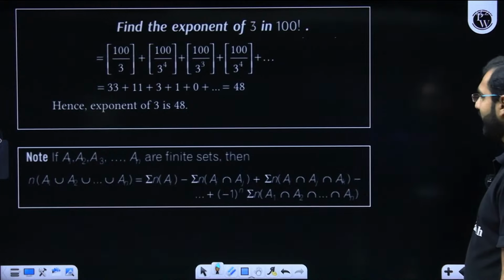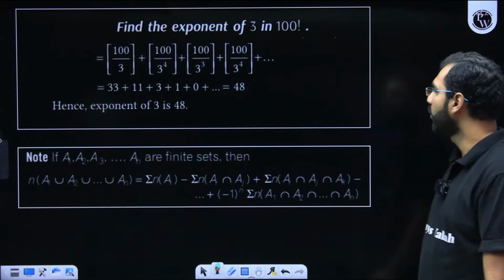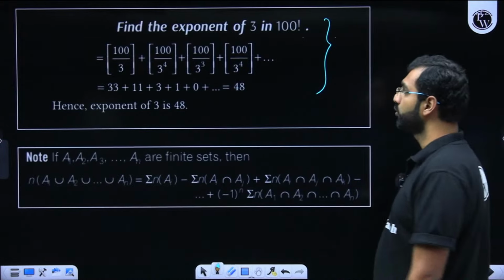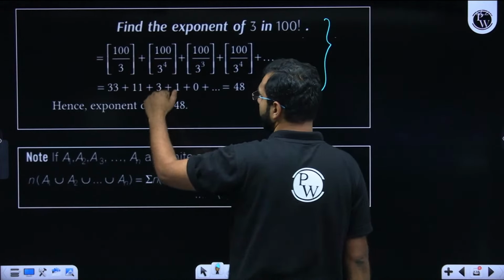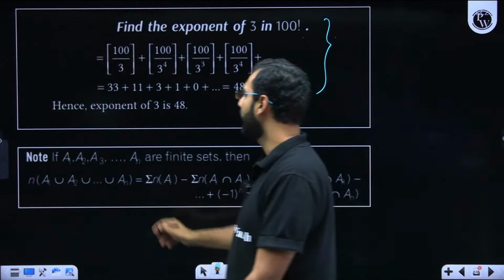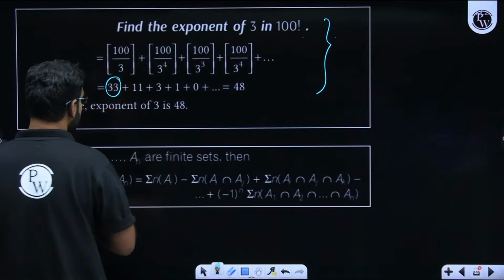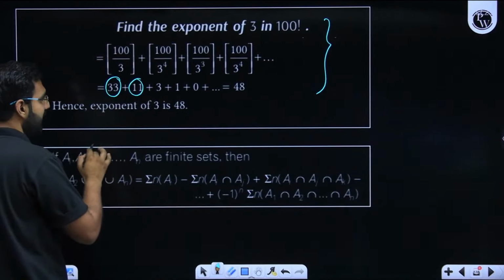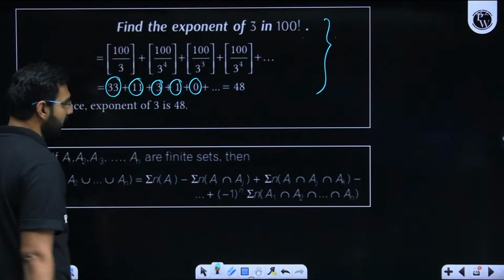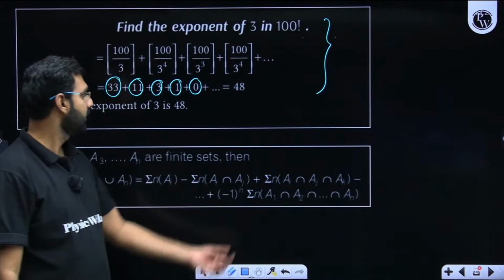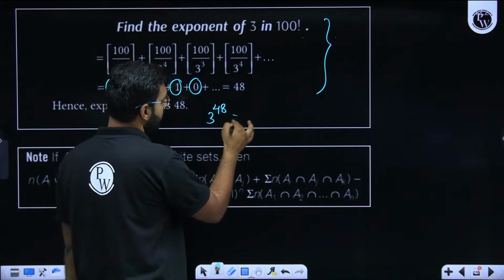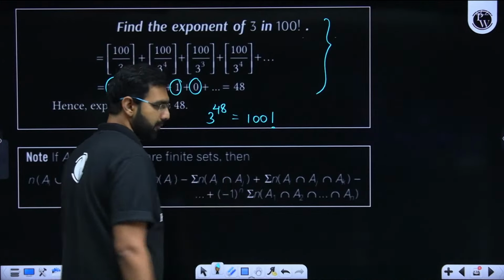Now, there is something very crucial you should be keeping with you. I hope you know, if you are asked to find the exponent of a prime, you simply divide that number by that prime, take its GIF, then you divide that quotient by that prime again. For example, 100 when divided by 3 is 33. 33 by 3 is 11. 11 by 3 is 3. 3 by 3 is 1. So you stop when you achieve 1 and you add all these values. 48 means there will be 3 to the power 48 available in 100 factorial.